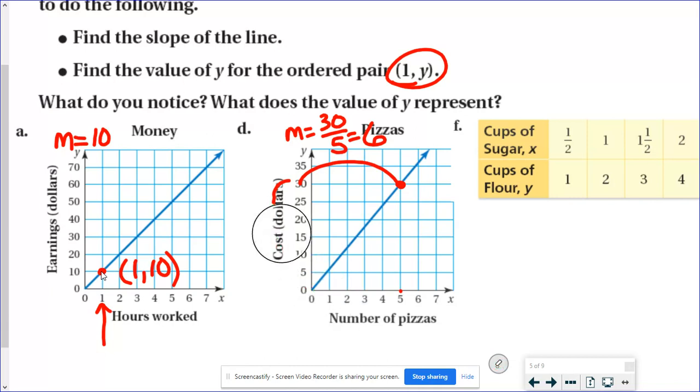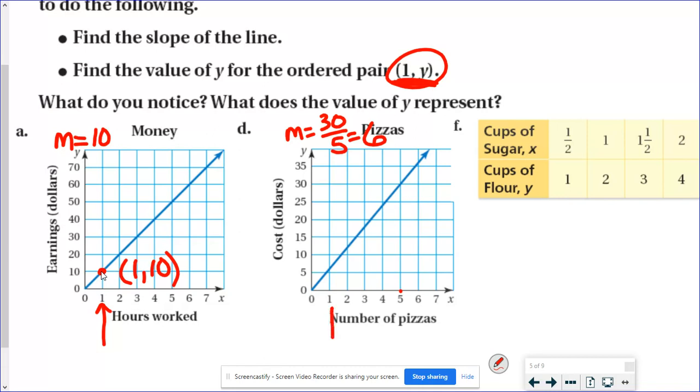Now, I want you to also realize what this means in terms of this problem. If the slope is 6, this is talking about the cost for different numbers of pizzas. It costs $30 for 5 pizzas. That means that it's $6 per pizza. That's what slope can also be. It's the rate of change. It's $6 per pizza.